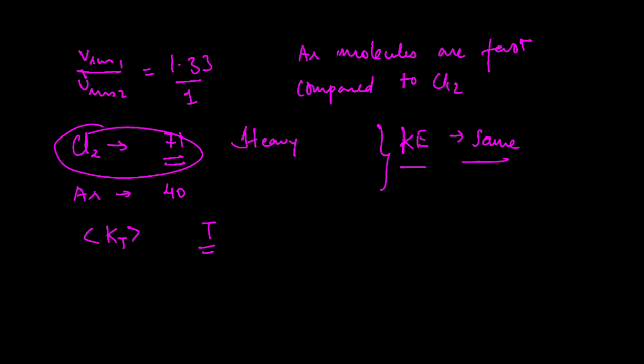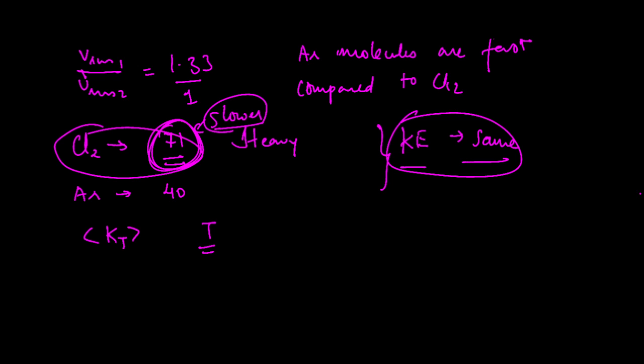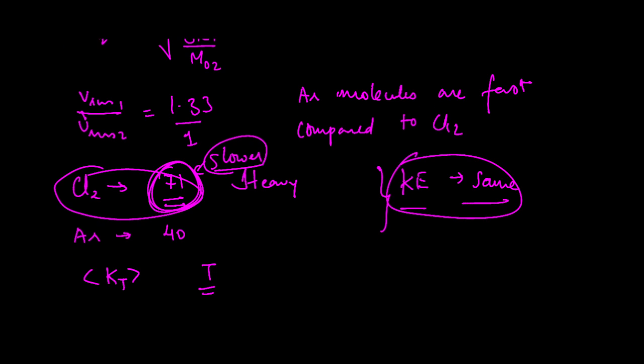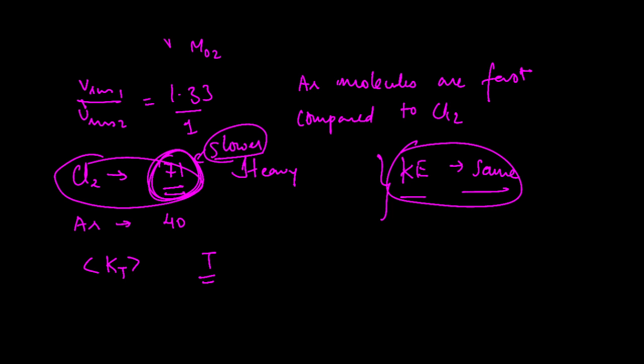So KE is same. So two things with same kinetic energy but one has more mass, that definitely means it is slower. Did you understand or not? That means the chlorine molecules are going to be slower. Right? So that's the lesson to learn. At the same temperature, chlorine molecules are moving slowly because they have more mass. On the other hand, argon molecules are moving faster because they are light. Okay, they can zip around here and there.